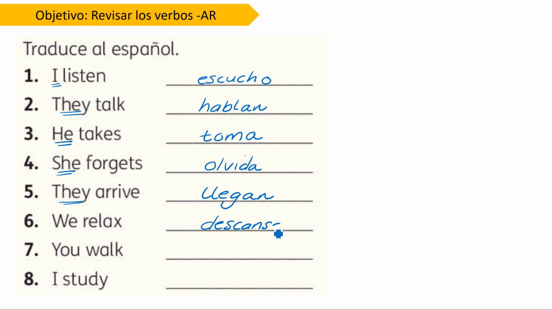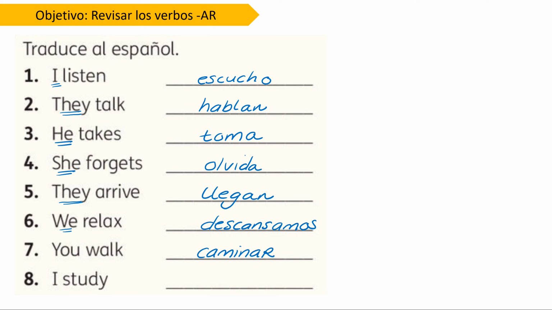We relax. Descansar is the verb to relax. Take off my AR. The person doing the action is we. So what's the ending for we? I, you, he, she, we. O, as, a, amos. Descansamos. We relax.